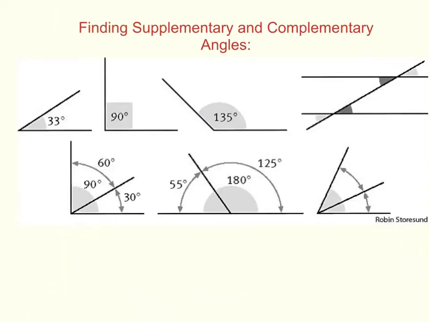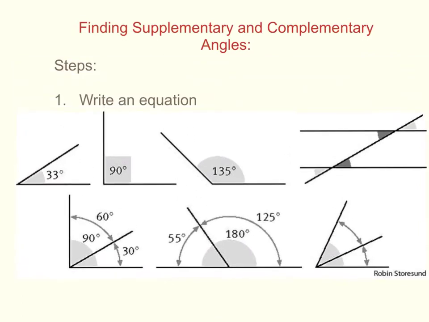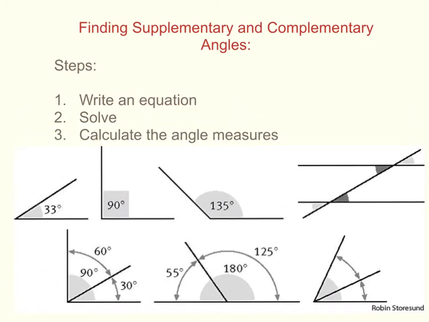Now that we know what supplementary and complementary angles are, we can use this information to help us find the measures of angles. There are 3 steps to this process. 1, write an equation. 2, solve the equation. And 3, calculate the angle measures. Please take a moment to pause this video and record these steps in your notes.